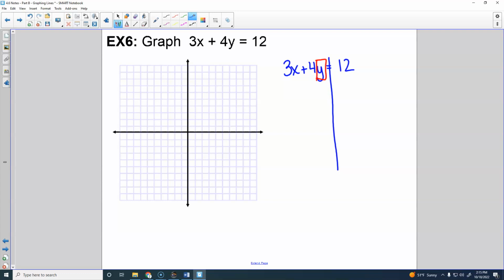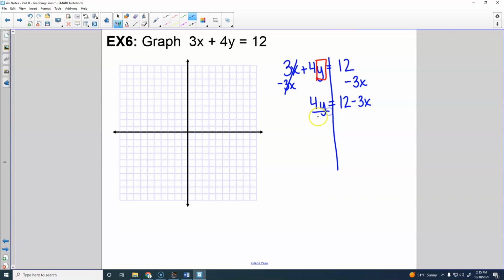Let's not divide first. Yeah, let's subtract that 3x. Okay, so we're going to subtract 3x. That leaves us with just the 4y. Over here, we got 12 minus 3x. Then what should we do?